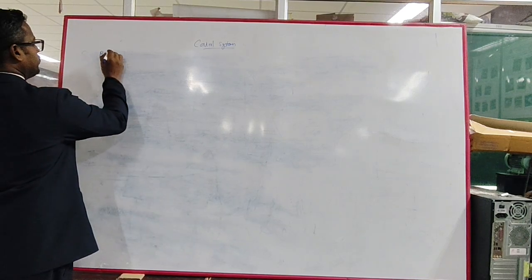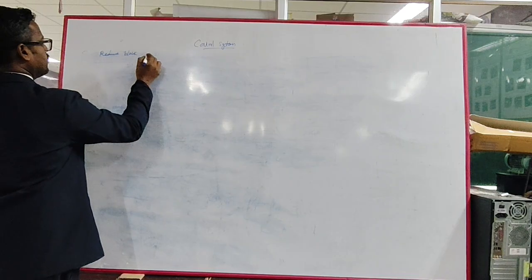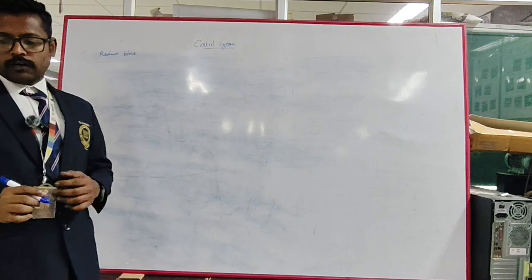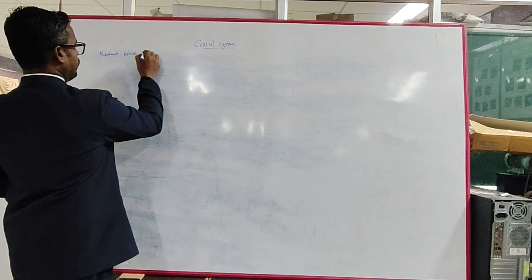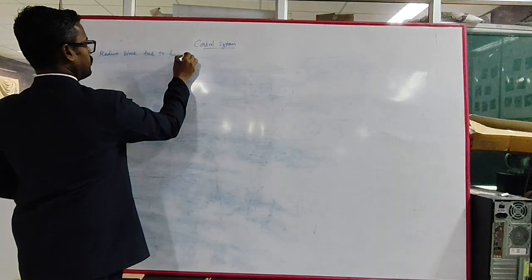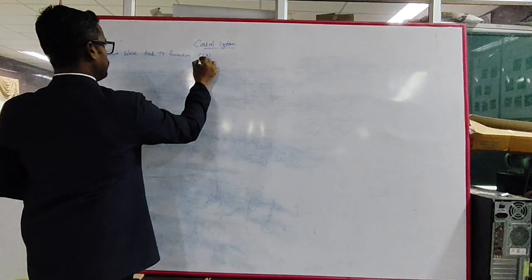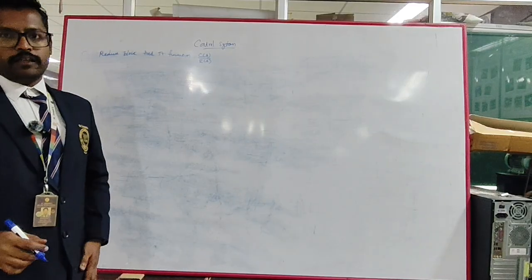So the same title: reduce the block and get the output C of S. Reduce the block and find the transfer function C of S by R of S. That is the question. Okay, you may be asked it in any way.